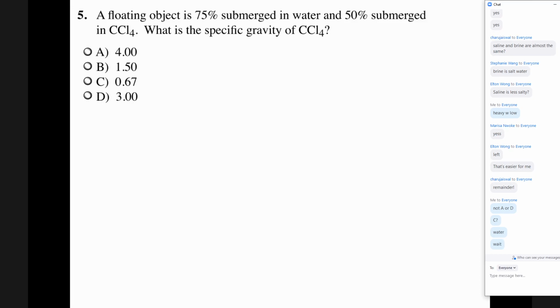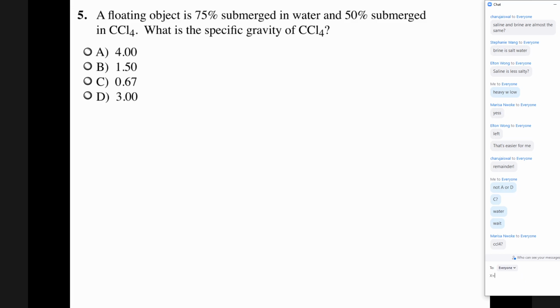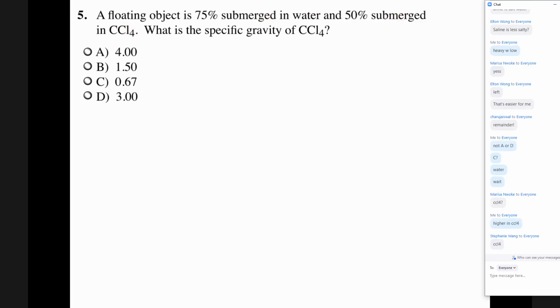So yeah, I'm not really sure how to figure that one out. So where is it floating higher? Is it floating higher in water or floating higher in CCl4? Ah, higher in CCl4 because it's 75% submerged, it's 25% floating. 50% submerged means 50% floating in CCl4. So it floats higher in CCl4.